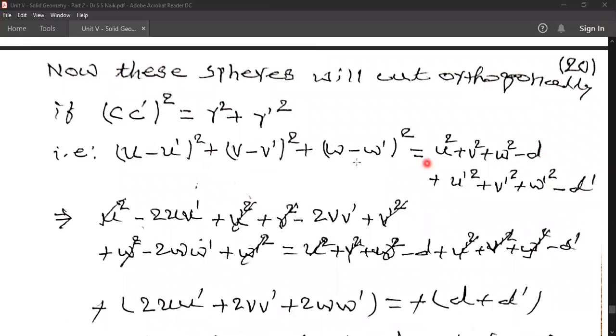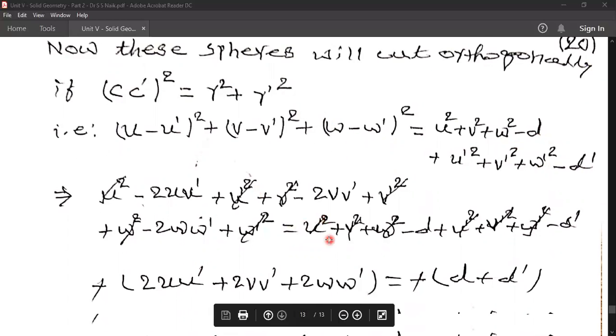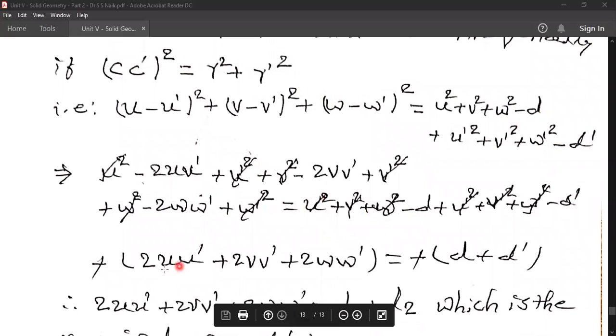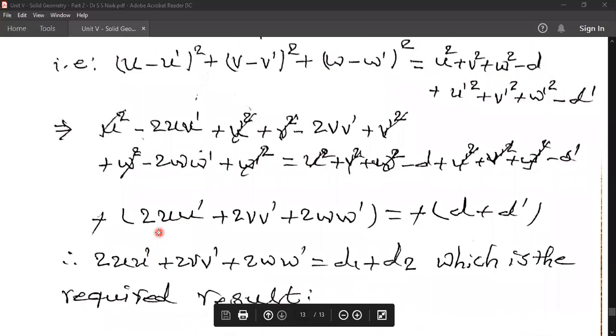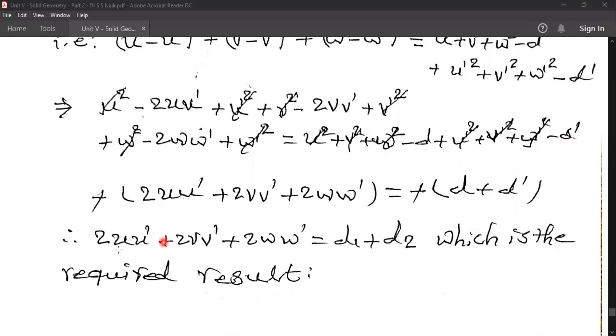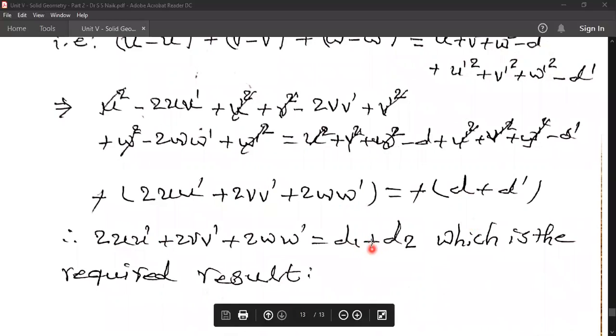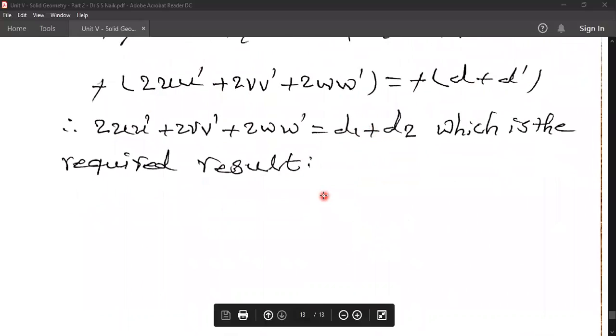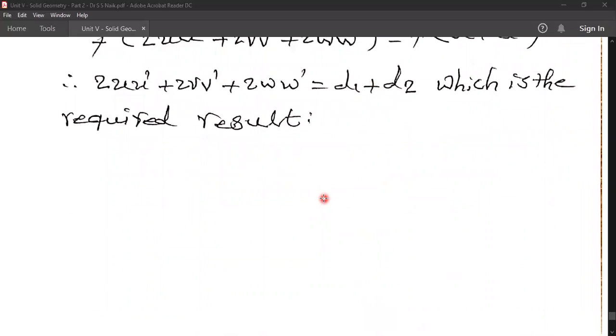Then when you go on squaring these values, these terms get cancelled. Automatically you get that 2uu dash plus 2vv dash plus 2ww dash must be equal to d plus d dash. So this becomes the result, which completes the entire sphere along with all the problems.